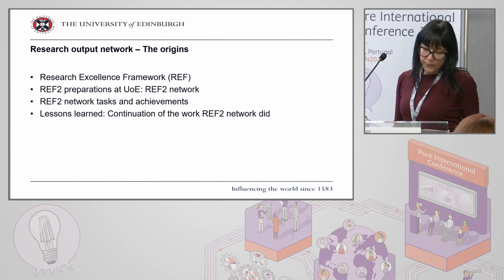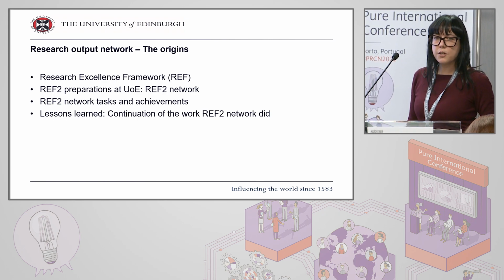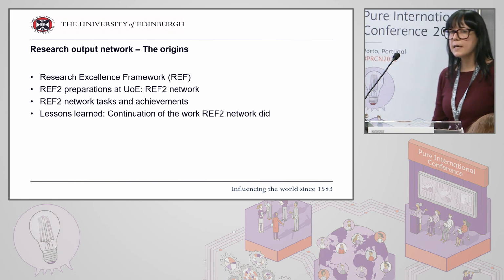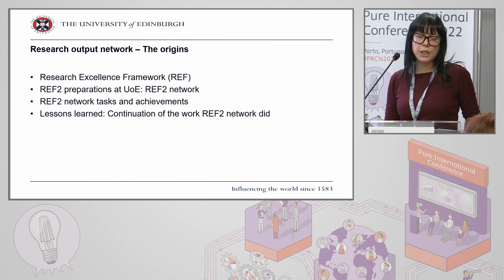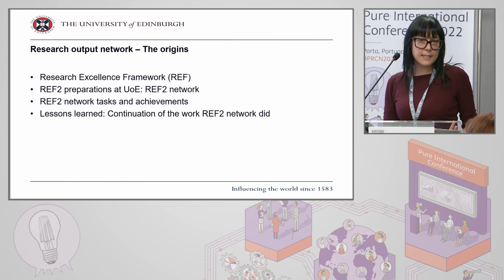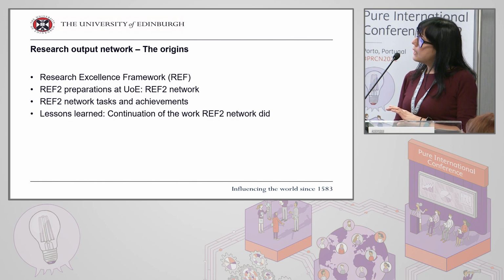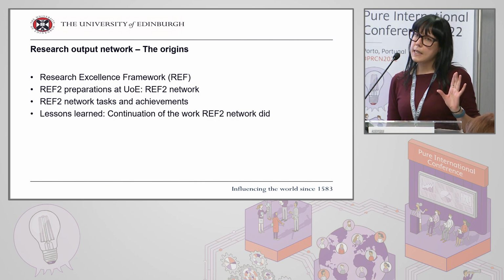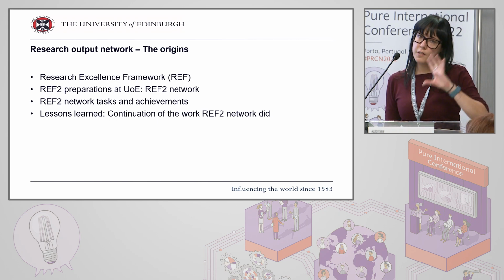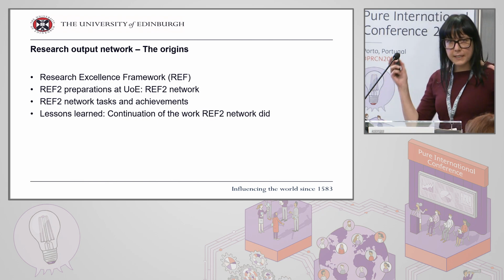So the RUN starts as part of the REF preparations. For those that are not aware of the REF, it is the Research Excellence Framework. So it's a research assessment that happens in the UK every 7 years. The REF2 is the section of the REF that looks after the outputs, so the research outputs, and it's kind of like the biggest part of it.